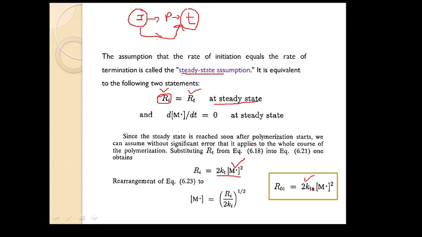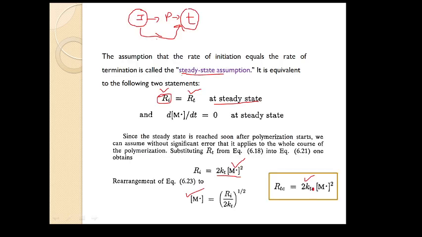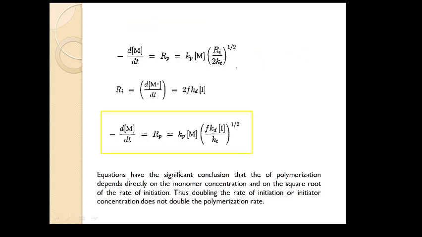Okay, so substitute this expression for M dot in this expression here, and we will get the expression for the rate of polymerization. So we can say that minus d[M]/dt, the rate of consumption of monomer, which is equal to the rate of polymerization, is equal to Kp, the rate constant of propagation, multiplied by the concentration of monomer. And for M dot, we have substituted this quantity Ri divided by 2 Kt raised to one half.